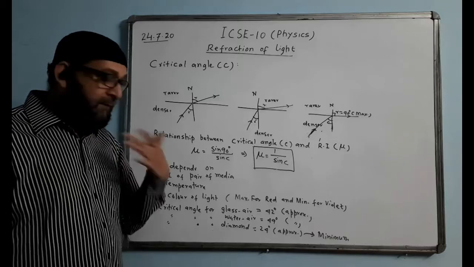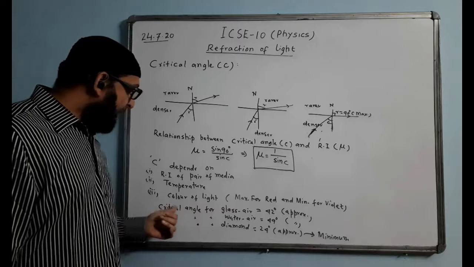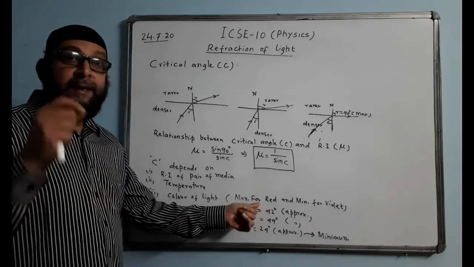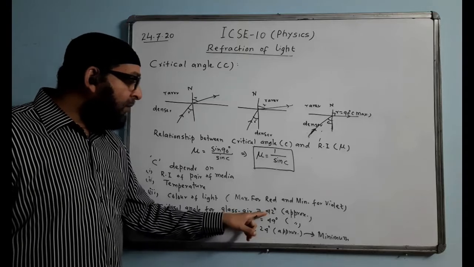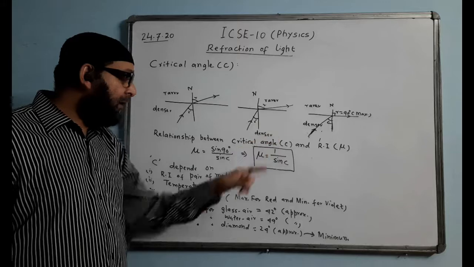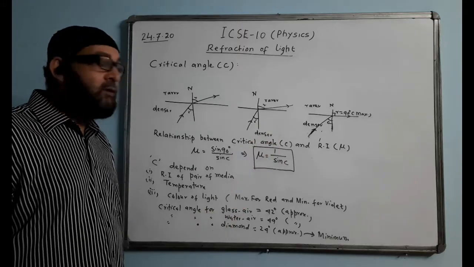Once again, I am giving the meaning of this statement. Please take it down in your copy. The critical angle for glass-air is equal to 42 degrees. The statement means that for the angle of incidence of 42 degrees in glass, the angle of refraction in air is 90 degrees. This is the meaning of this statement. The statement-wise question also may come.